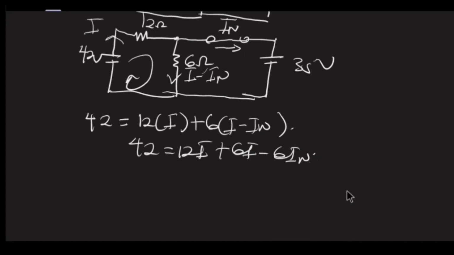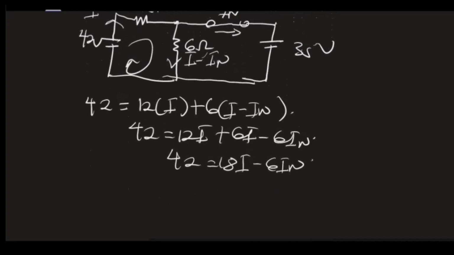So at this point, I'm going to get 42 to be equal to 18I minus 6IN. And this is the first equation I have down. At this point, I'm going to take another loop and see how I'm going to get the value for IN. So now let me take this loop. When I take this loop here, this is what I'm going to get.